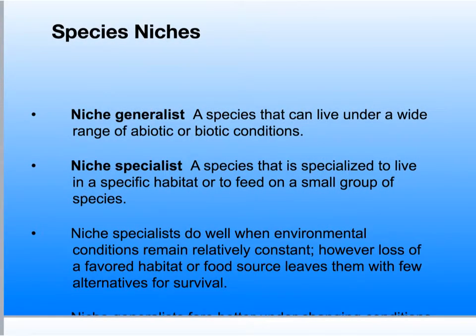A species that can live under a wide range of conditions, both abiotic and biotic, is called a generalist. And a species that is very specialized to live in a very specific habitat and to feed on a very small group of things is what we call a specialist. Niche specialists do well when environmental conditions remain relatively constant. However, loss of any favorite food or source of habitat with very few alternatives decreases its chance for survival.